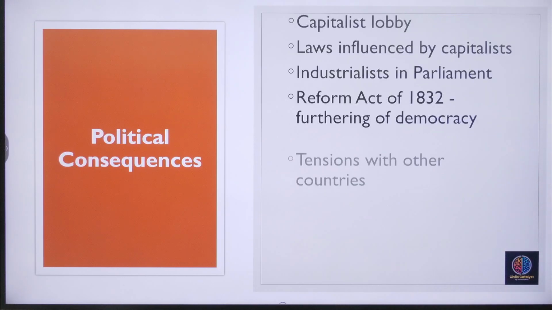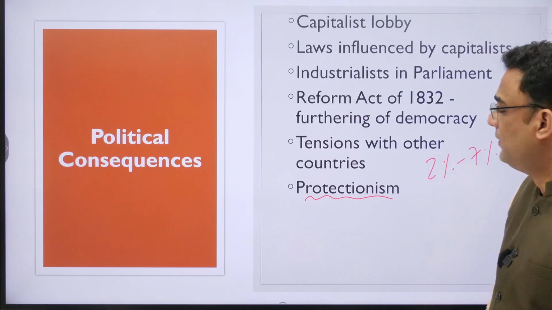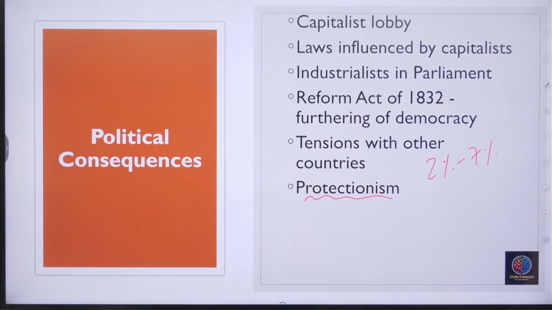So Indian goods were charged around 400% of tariff, whereas when British goods came to India, they were charged only 2% to 7%. What is this called? This is called protectionism. Okay? Something that Donald Trump had done in his tenure as the president.